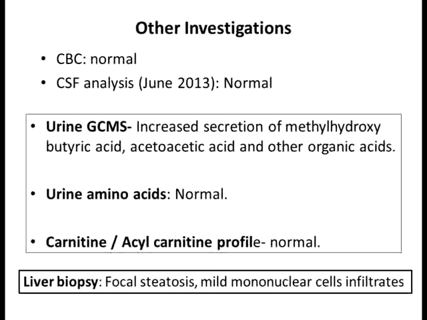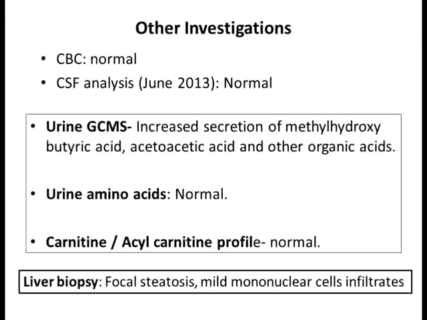His hemogram was normal. CSF analysis that was done previously was normal. Urine GCMS shows increased excretion of methyl hydroxybutyric acid, acetoacetic acid, and other organic acids. Urine amino acidogram was normal, and carnitine acyl-carnitine profile was normal. We did a liver biopsy when the child was well. It was just showing focal steatosis with mild mononuclear cell infiltrates.